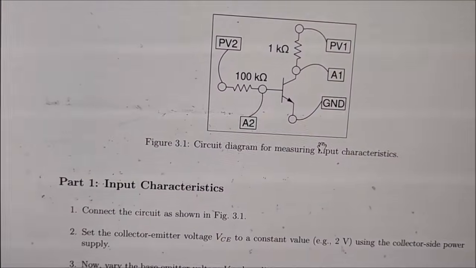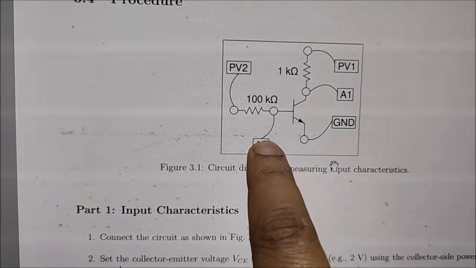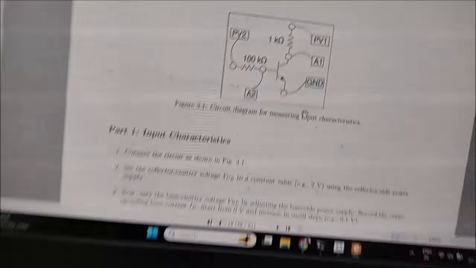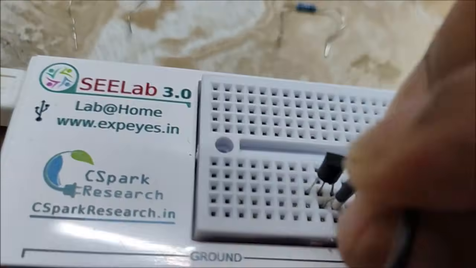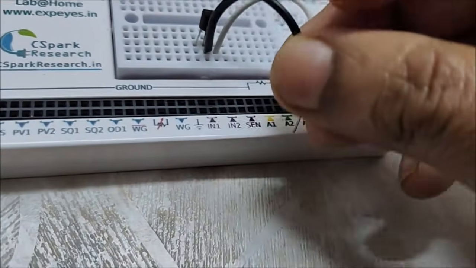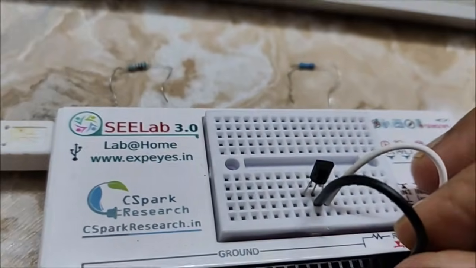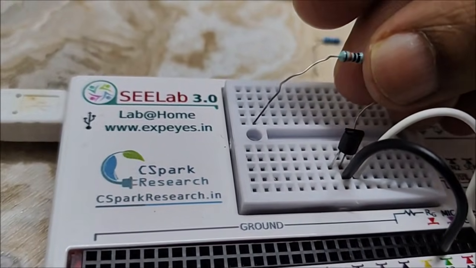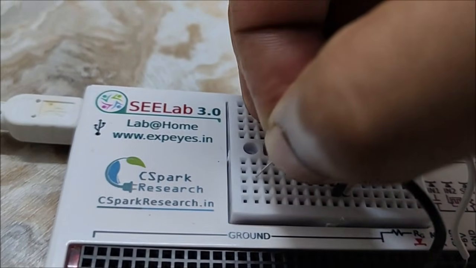Then the other part is, we'll go to this base. The base is connected to first A2 and also with a 100 kilo ohm resistance. So here in this transistor, the base is the middle one. So we'll connect this middle one with A2, so that will measure the voltage across this base. And the other terminal of this base is connected with the 100 kilo ohm resistance. So here I have taken the 100 kilo ohm resistance. So with this middle one I am connecting here.